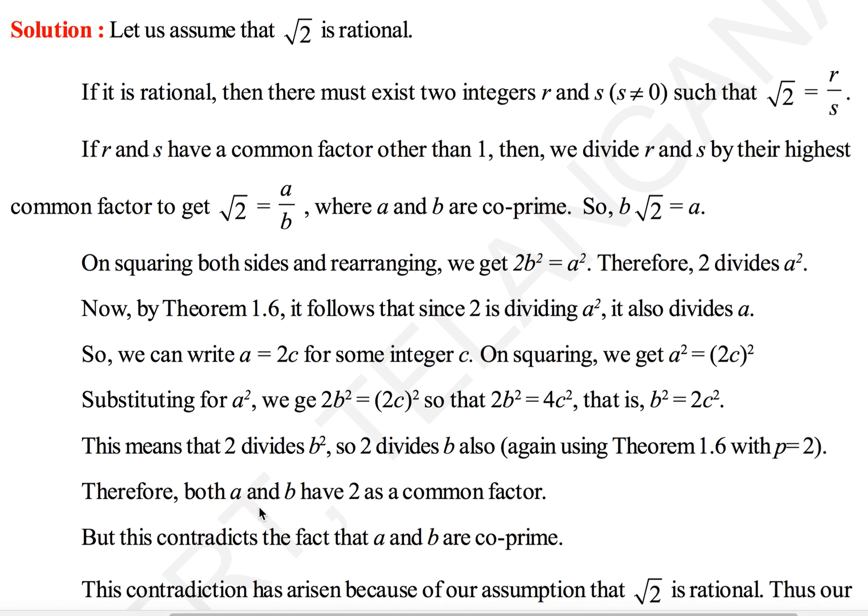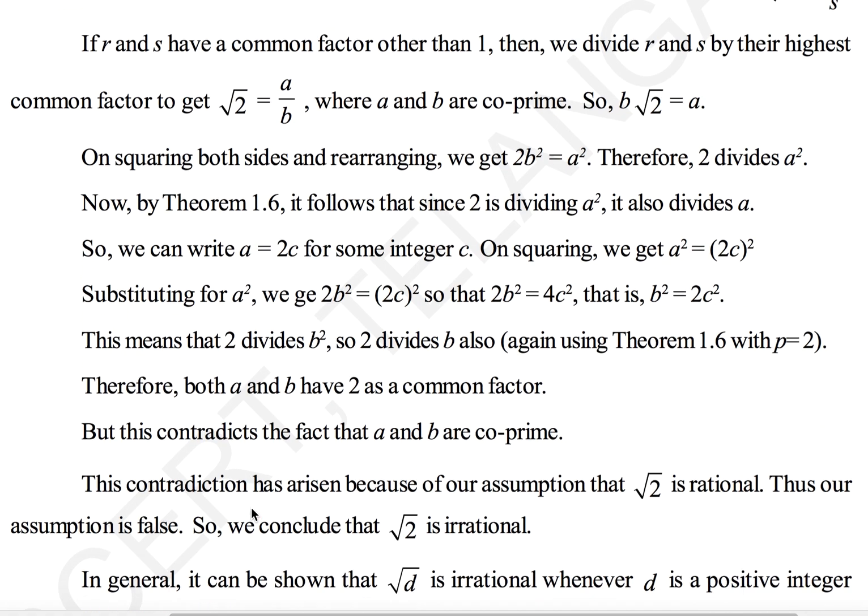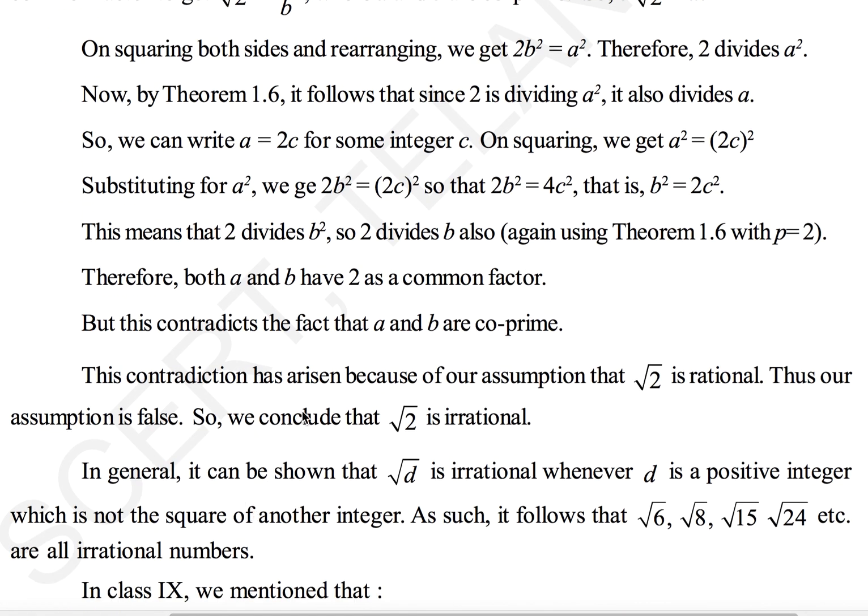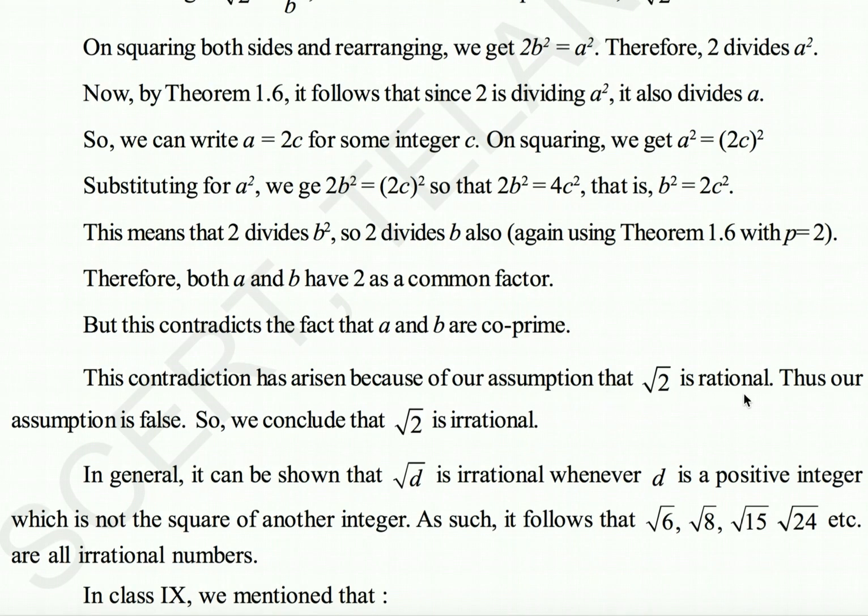Therefore both a and b have 2 as a common factor, but that is not possible, right? They are co-prime. This contradicts the fact that a and b are co-prime. This contradiction has arisen because of the wrong assumption that root 2 is rational. Thus our assumption is false, so we conclude that root 2 is irrational.